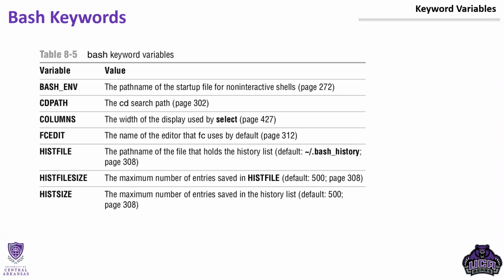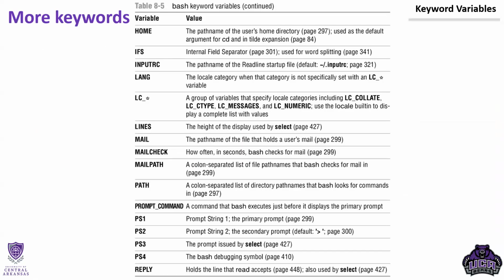Here's a list from the book. If you don't have it, it's not really so important, just a bunch of keyword variables that are in our system. And of course, you can see here's all the different prompts. We will use most of those. I'm not sure about the PS3 prompt right there. Keep this one in the back of your mind. We will use it later on, this REPLY.